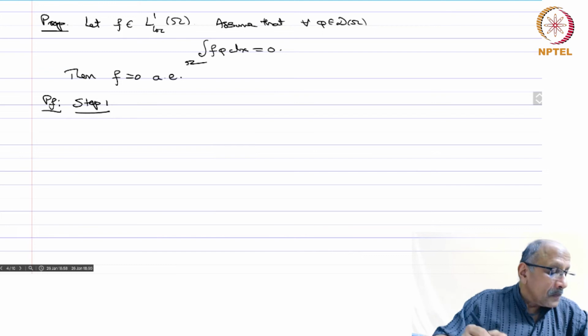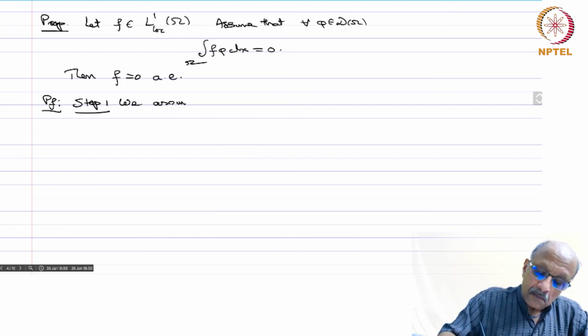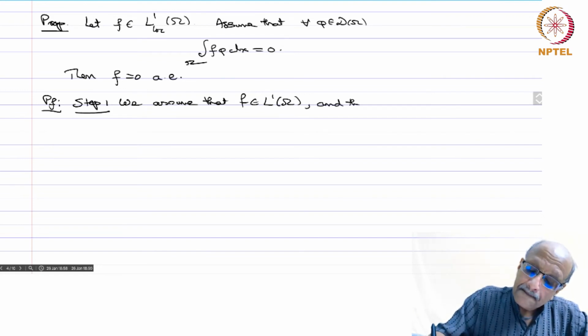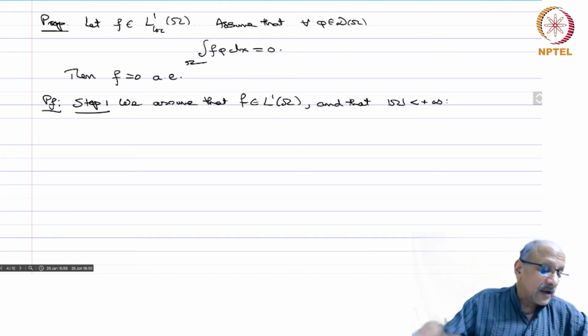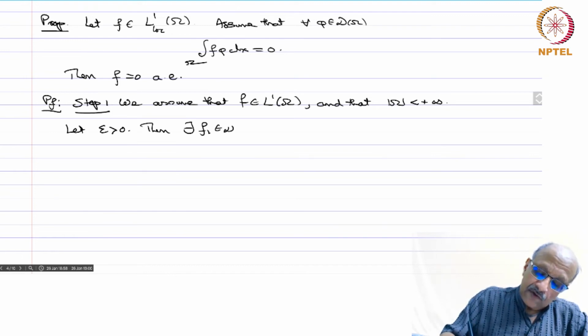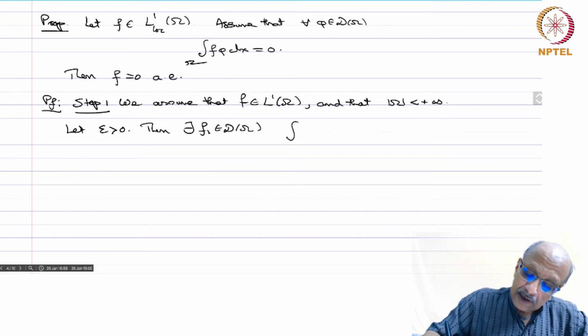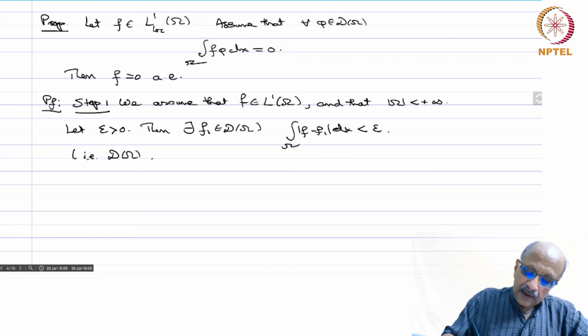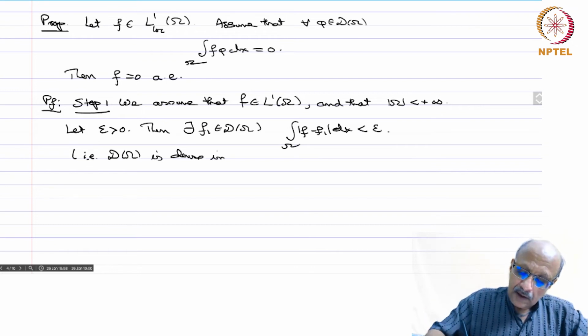So the first step, we assume that f belongs to L^1(Ω), that is, it is integrable on the entire Ω, not just locally integrable, and that |Ω|, the Lebesgue measure of Ω, is finite. So it's a set of finite measure. Okay, so let epsilon be greater than 0. Then there exists f1 in D(Ω) such that the integral over Ω of |f − f1| dx is less than epsilon. That is, D(Ω) is dense in L^1(Ω).